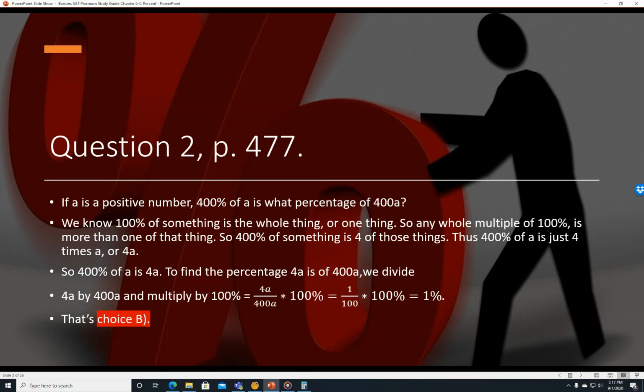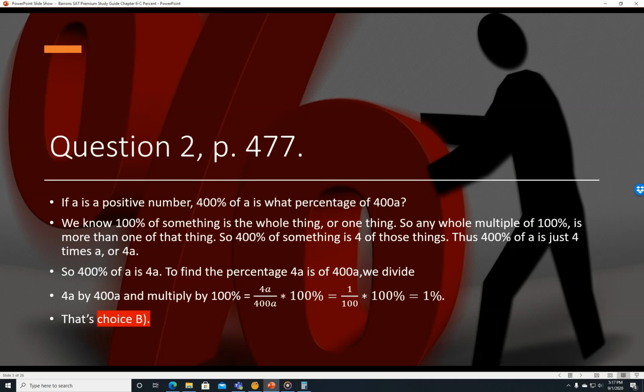Question 2, page 477. If A is a positive number, 400% of A is what percentage of 400A? Well, we know 100% of something is the whole thing, or just one thing. So any whole multiple of 100% is just more than one of that thing. So 400% of something would be 4 of those things. So 400% of one apple would be 4 apples. Thus, 400% of A is just 4 times A, or 4A.